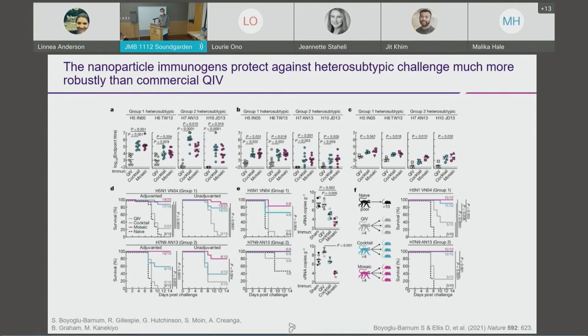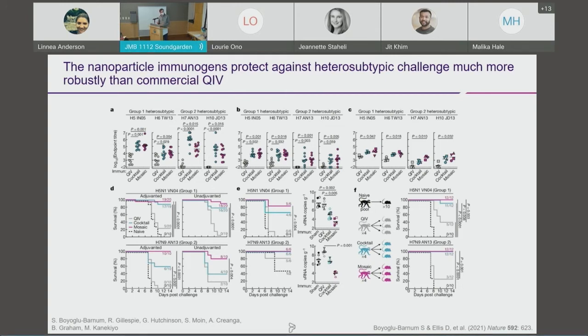And this was again borne out in challenge studies in mice, ferrets, and from passive transfer from immunized non-human primates, where we saw consistently that the nanoparticle vaccines provided much more robust protection than seasonal vaccines against these heterosubtypic challenges. And if you look across all of the challenge data, you might notice that the mosaic nanoparticle seems to have a subtle but consistent edge over the cocktail, suggesting that it is providing broader immunity.